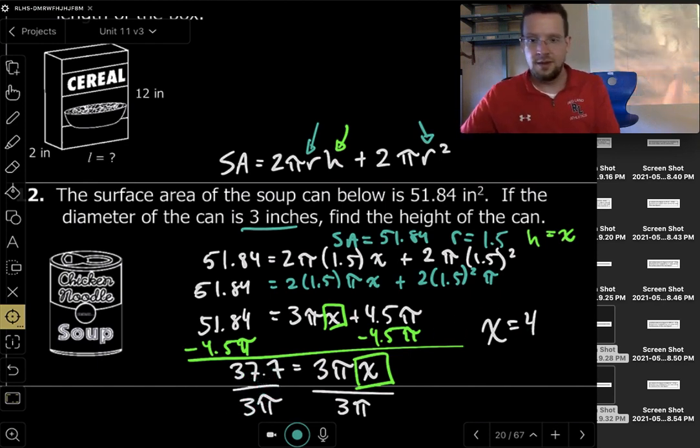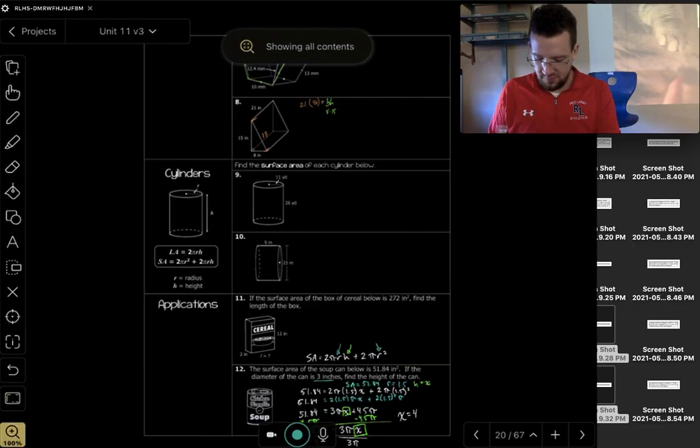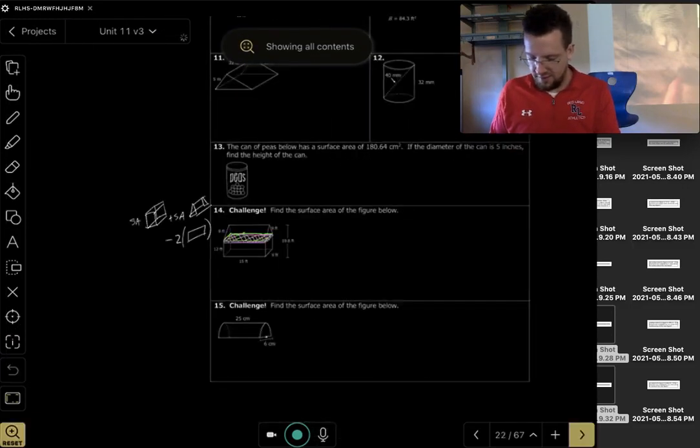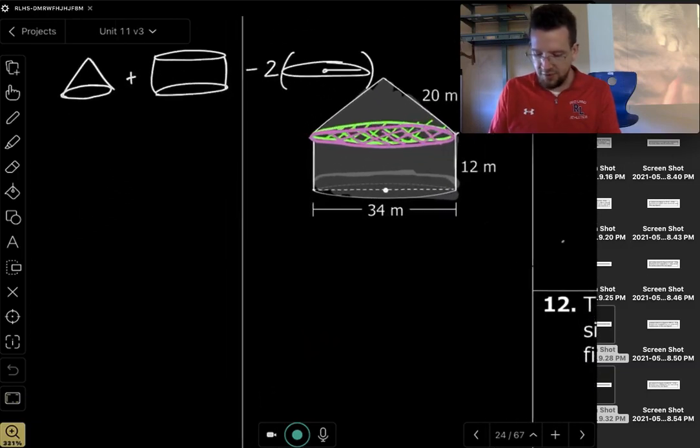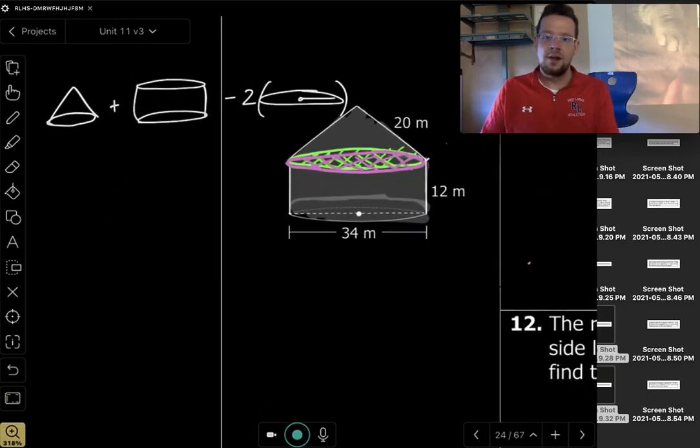So let's look at another one. We're going to look at a compound surface area. For this one, I kind of did a little outline here. What do we want to do?